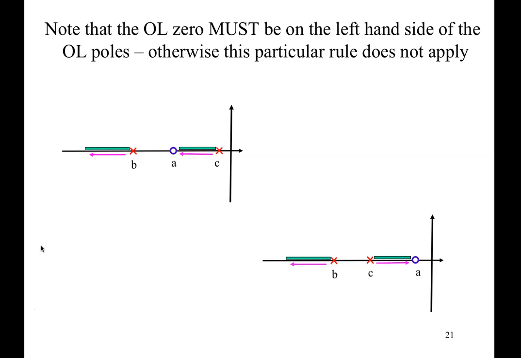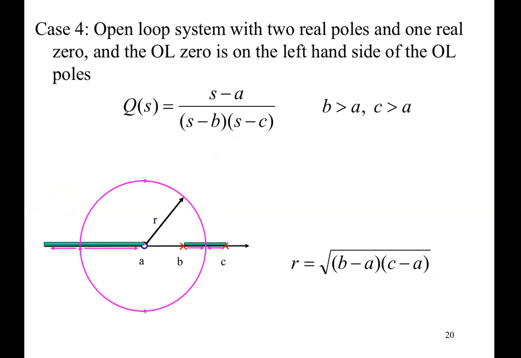Things change if they are not. If the open loop 0 is not on the left-hand side, okay, they don't follow this rule anymore. I've got a couple of examples here. For example, in the previous case, the open loop 0 is here. And we know this section is on the Root Locus, and the pole has to move towards here, the other pole has to move towards there. And when they meet each other, they have to break off. And then they're attracted by the open loop 0, so they actually move towards the 0 here.